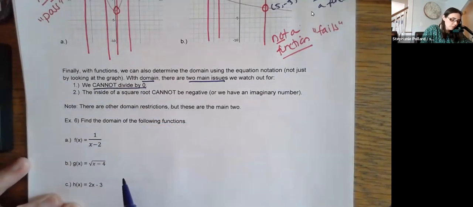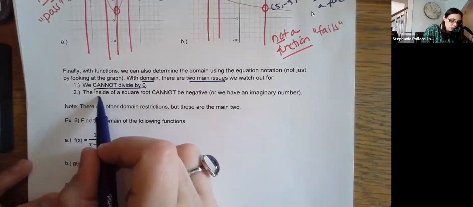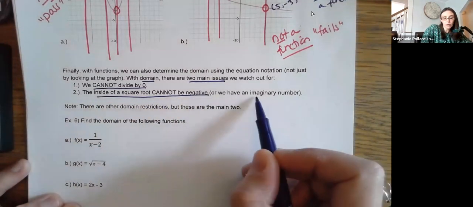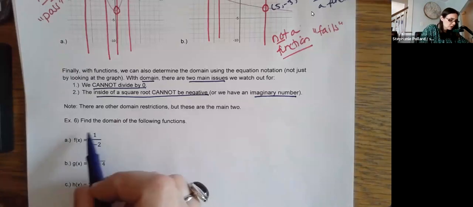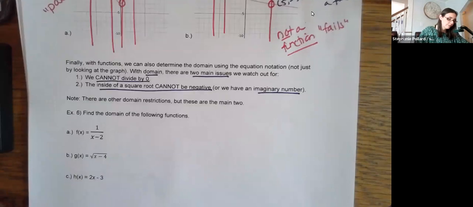One, we cannot divide by 0. And two, the inside of a square root cannot be negative. If you do, it's not bad, but it's not a real number. It's imaginary. So we only consider the domain and range to be real numbers. So here's my function, and this also works for equations.